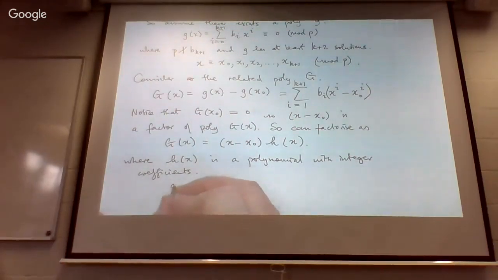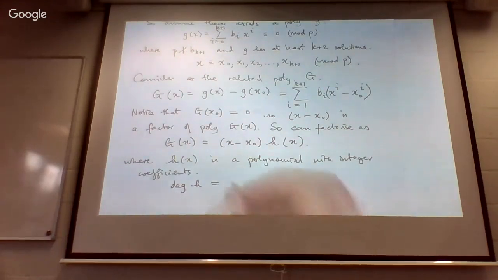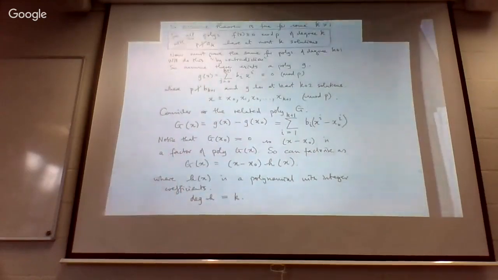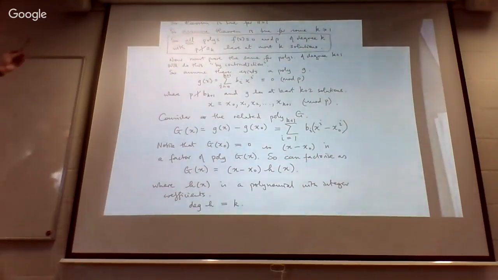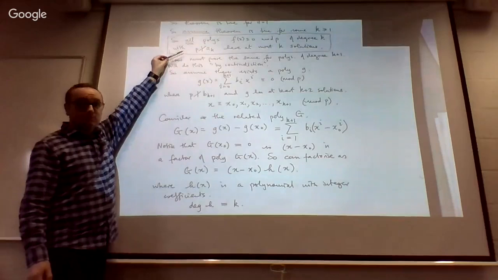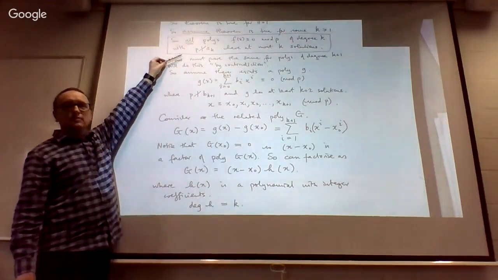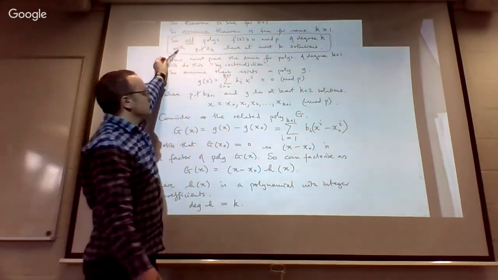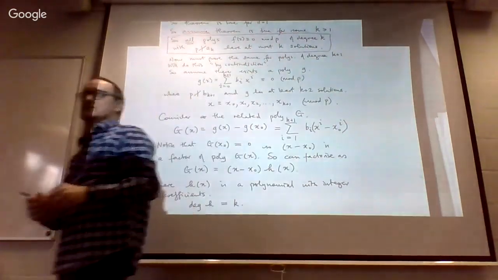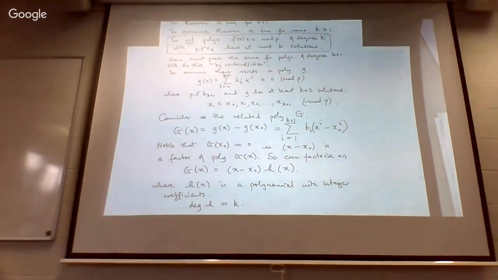Now, someone tell me what the degree of h is. Just 1 less than k plus 1. Yeah, which is k. So the degree of h is k. That means it's potentially covered by the induction assumption we made, because the induction assumption refers to all polynomials of degree k. So this h is degree k.